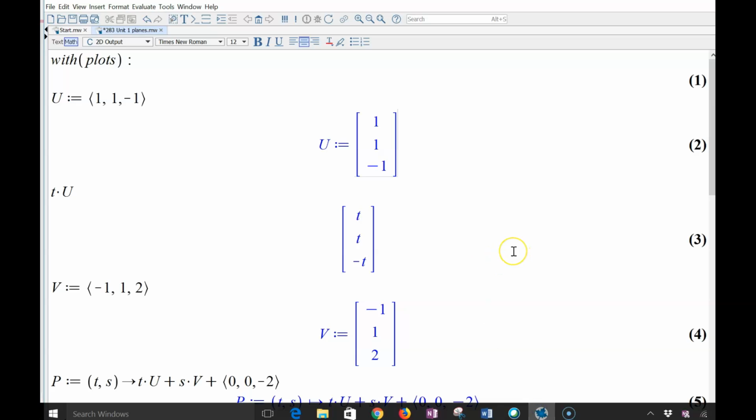All right, so I've got Maple open here. I collapsed the palettes over here on the left side. You can open those back up, but I'm going to just collapse them for the video. So I've got most of this typed in.